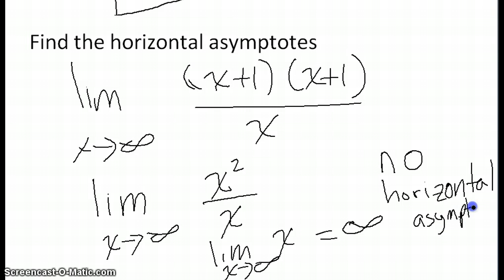And you can confirm all of these by graphing them and looking at the graph. Well, that was it. That was the first three examples. If you have any questions, you can see me in class.